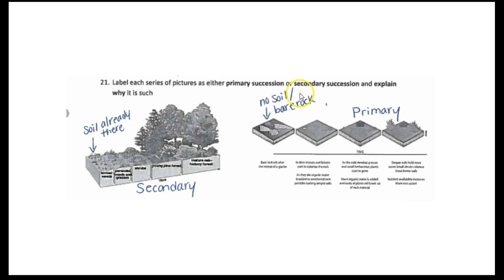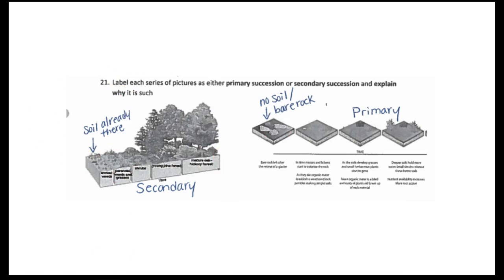So here we have no soil, or bare rock. And then before we know it, little plants grow, and we end up with primary succession. The previous one is secondary because soil's already here. Primary is the absence of soil. So primary means no soil. Secondary means the soil was already there.